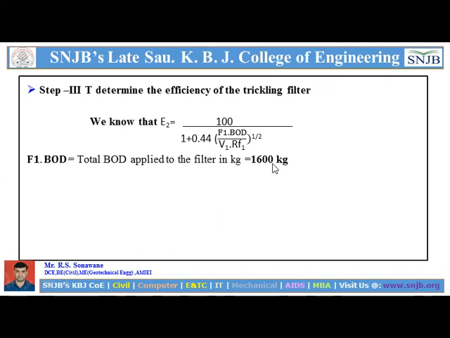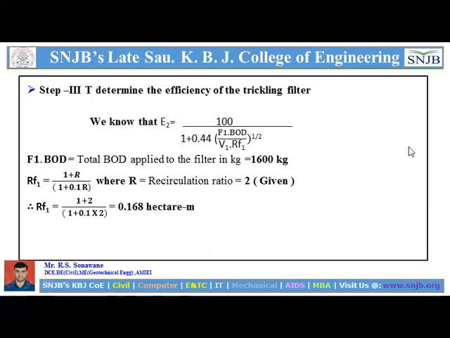So already we found in the first step that W is 1600 kg, and RF1, that is the recirculation factor. R is the recirculation ratio, and we have used this formula: (1 + R) divided by (1 + 0.1 R)². Here R is the recirculation ratio, so you know the magnitude of R to put into this particular formula. R is already given as 2, therefore RF1 is equal to (1 + 2) divided by (1 + 0.1 × 2), that is equal to 0.16 hectare meter.